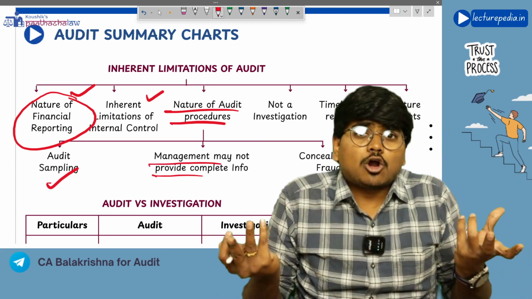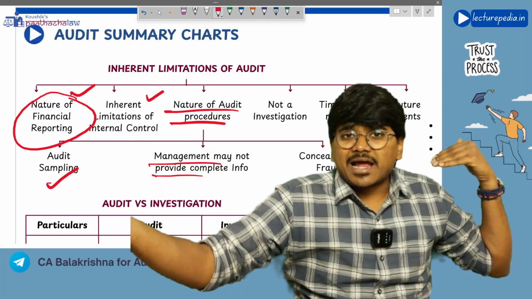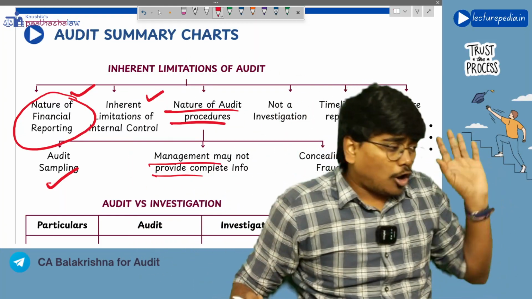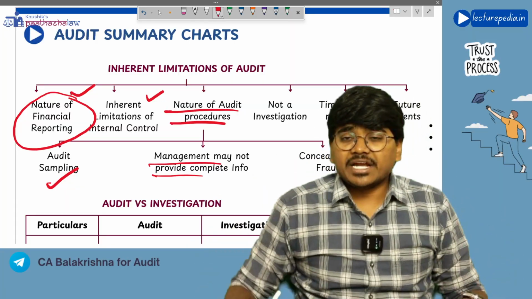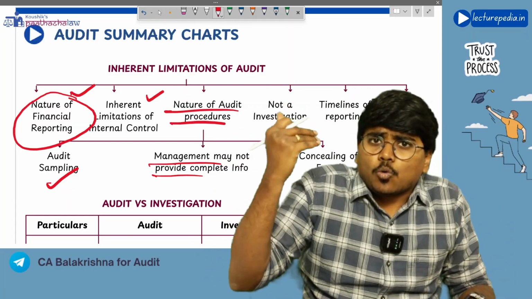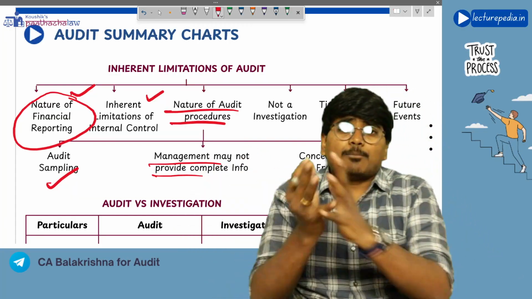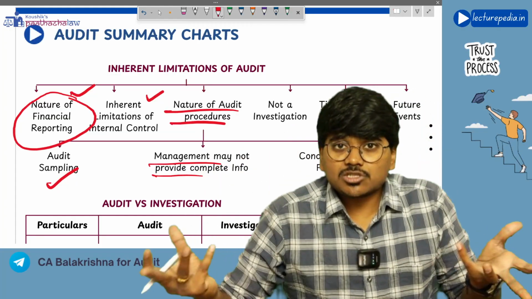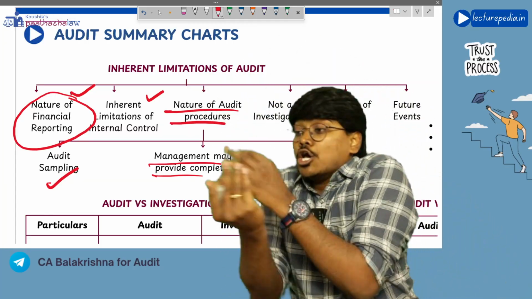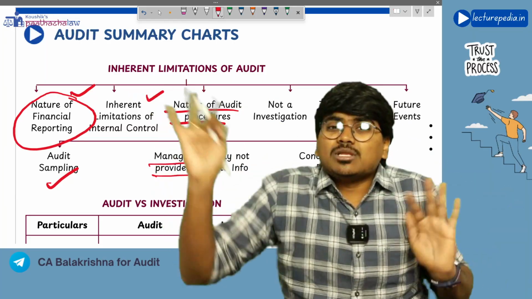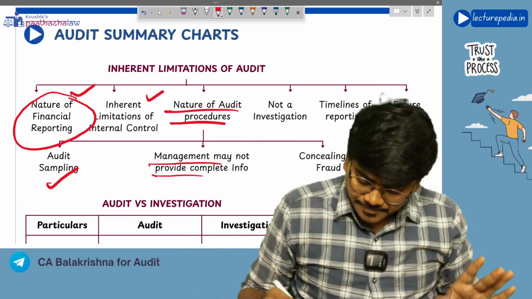Next, management may not provide complete information. See, during the entire year, it is the management who will be with the entity. The auditor will just come at the end of the year. So, all the information about the entity should be known to the management. And what is the guarantee that management gives 100% complete information to the auditor? This is also one of the inherent limitations. The auditor can just ask the management, give me the information. But it is up to the management whether they will give complete information or not, right?